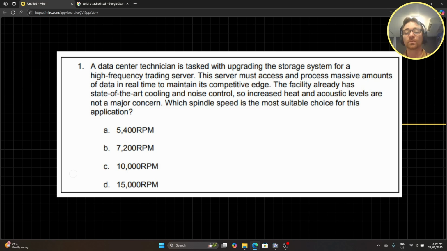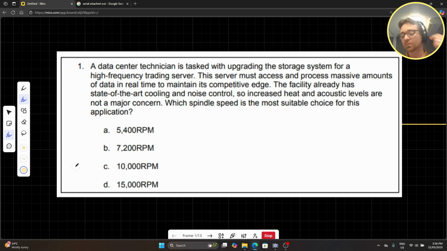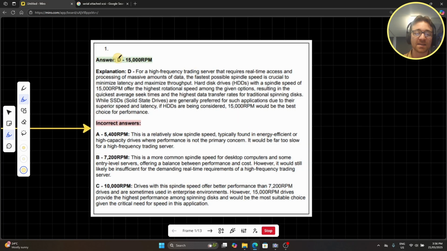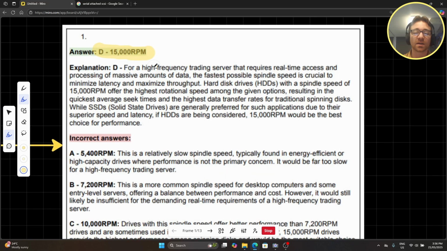Pause the video if you need more time. Answer coming in 3, 2, 1. Here we go. The answer is D, 15,000 RPM, guys. They were talking about a high-speed data center. They need immediate access to this kind of data, and they don't need to worry about generating too much heat, right? Everything he was saying was, we need a lot of speed, and we need it now, right? The fastest possible spindle speed is crucial to minimize latency and maximize throughput.